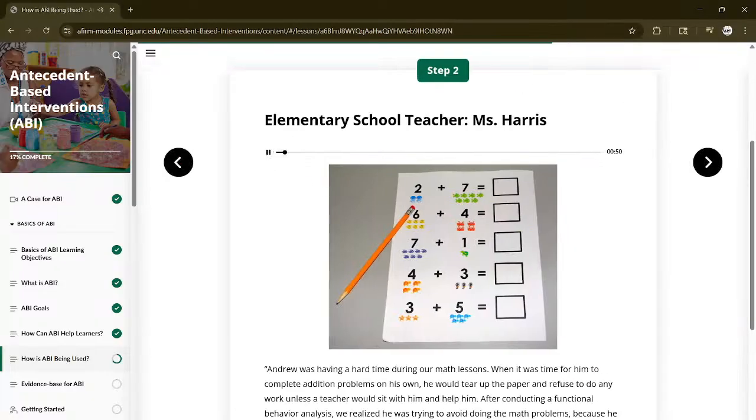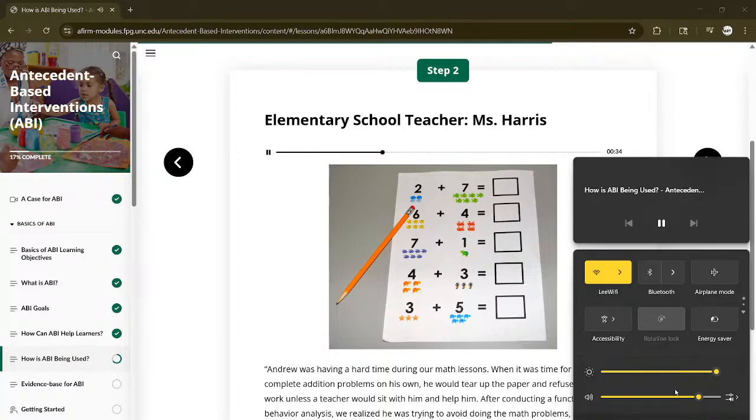Andrew was having a hard time during our math lessons. When it was time for him to complete addition problems on his own, he would tear up the paper and refuse to do any work unless a teacher would sit with him and help him.